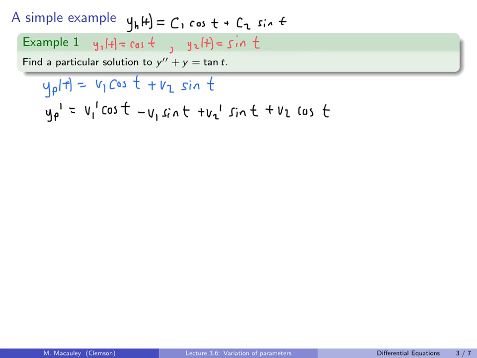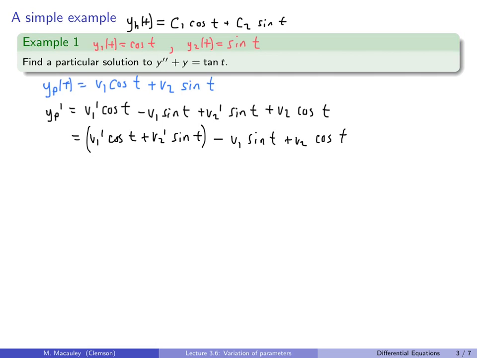So what I'm going to do is collect the terms that have a v prime in them together. So I'm going to write this as v1 prime cosine of t plus v2 prime sine of t. Put those together. And then I'm going to write the remaining terms, negative v1 sine plus v2 cosine.